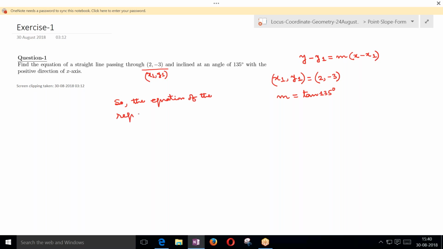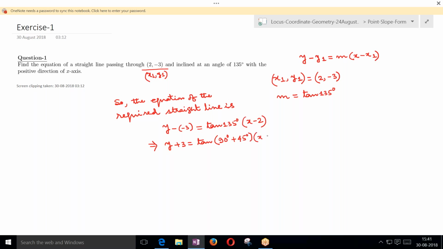is y minus y1. What is y minus y1? y1 is minus 3, so y minus minus 3 is equal to m. m is what? tan 135 degrees into x minus x1. What is x1? x1 is 2. So from here what do we get? We get y plus 3 is equal to tan 135 degrees, which we can write as tan of 90 degrees plus 45 degrees, into x minus 2.